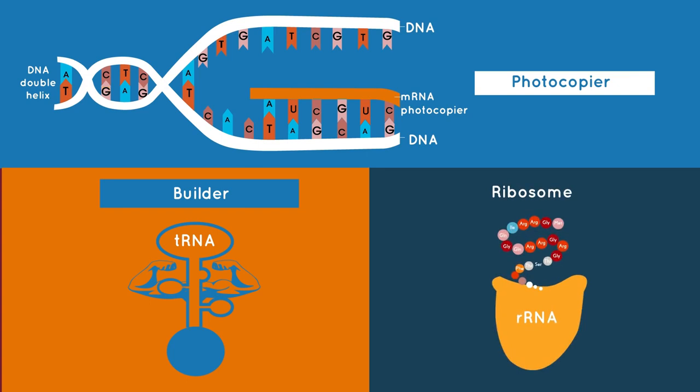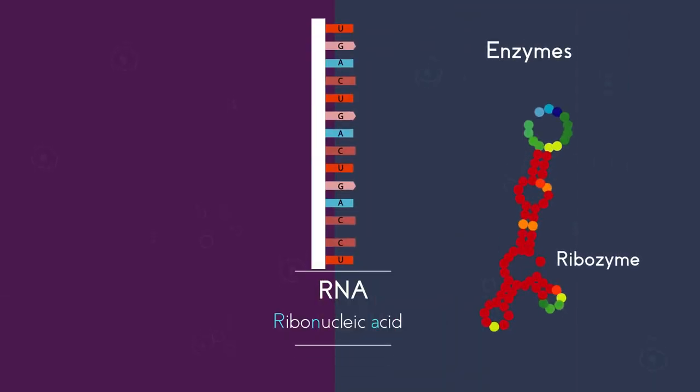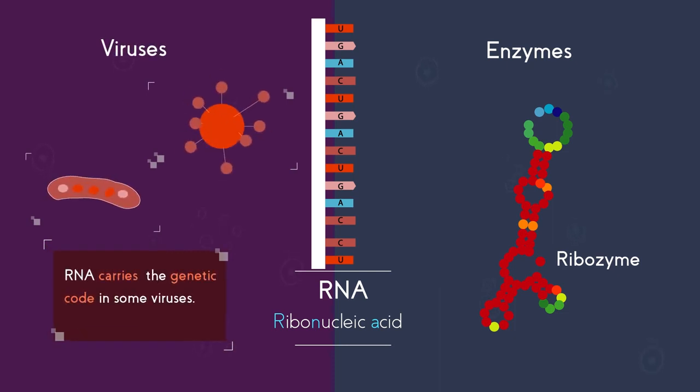For many years, we just thought RNA was a DNA photocopier, as mRNA, the protein builder, as tRNA, and found in ribosomes as rRNA. However, RNA can also act as enzymes to speed up chemical reactions, and in many viruses, they have RNA instead of DNA. The RNA carries the genetic codes in those viruses. So there we have RNA.